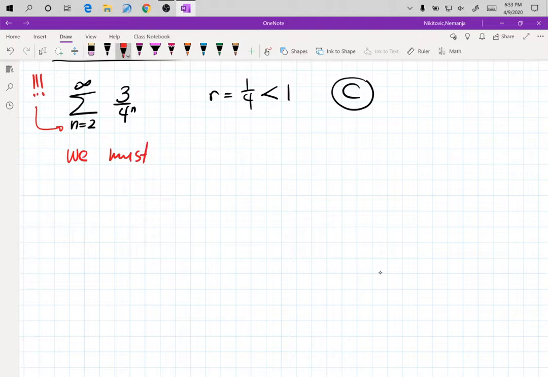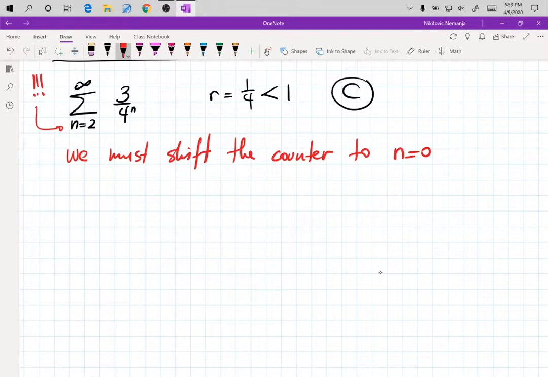We must shift the counter to n equals 0. And that is the procedure that we are going to learn now. Now, this is coming back. Shifting the counter is coming back big time in differential equations. If you have to take that course, pay attention.